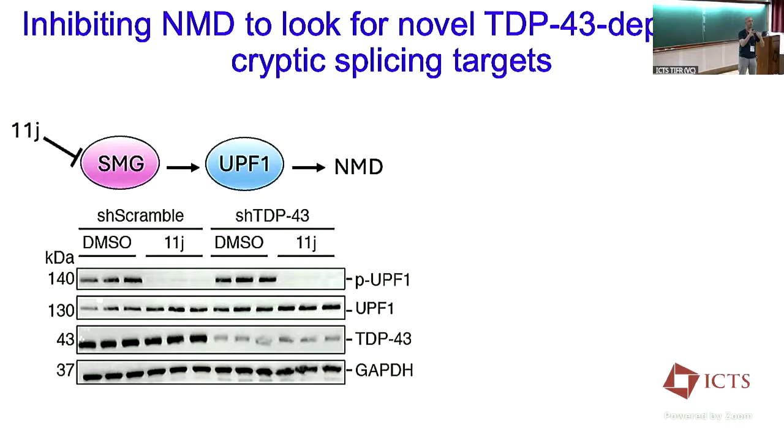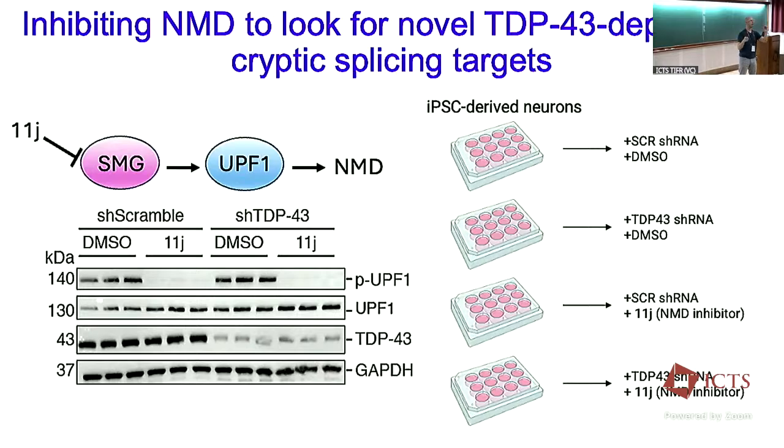Some genetic approaches you could do by knocking down UPF1 and such, but there you might have secondary effects that are confusing. They just took iPS-derived neurons, and they knocked down TDP-43 or didn't, inhibited NMD or didn't, and then knocked down TDP-43 and inhibited NMD, and just repeated the RNA sequencing.